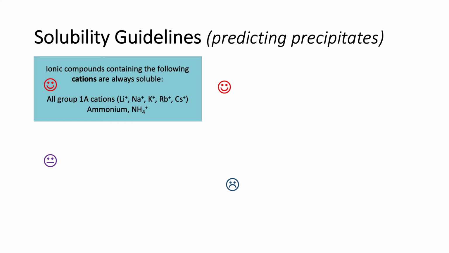If you have ionic compounds with the following cations, they're always going to be soluble. First of all, everything in group 1A, so this is all the alkali metals. Now, technically, hydrogen is also in group 1A, but we're not going to count hydrogen. So you want lithium, sodium, potassium, rubidium, and cesium. Technically also francium, but francium generally does not exist in large enough quantities to really be a thing. Let's just say these 5. And then the other really soluble cation is ammonium.